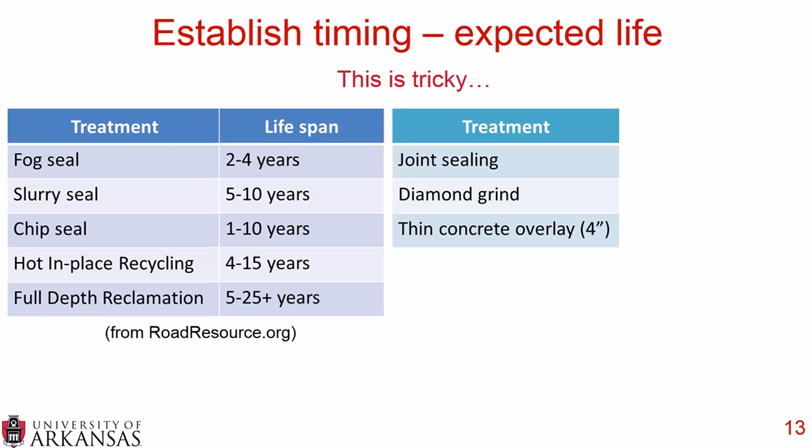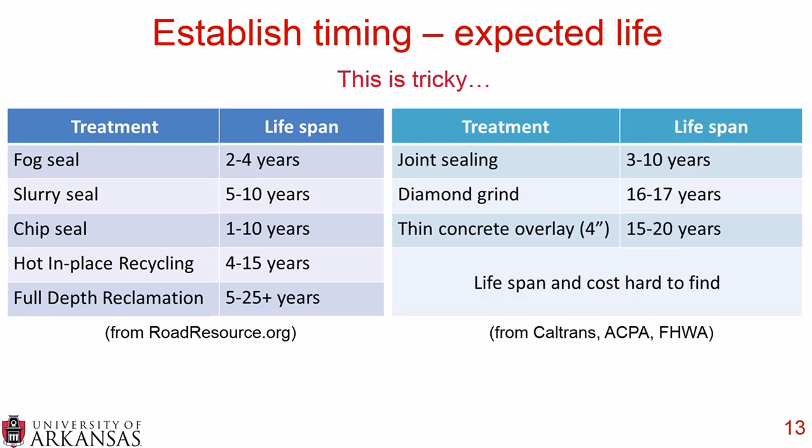And you can do the same thing for rigid pavements. So let's take a look at joint sealing, diamond grinding, and a thin concrete overlay, which is 4 inches. The lifespan of joint sealing can be anywhere from 3 to 10 years. Diamond grinding can be 16 to 17 years, and thin concrete overlays are anywhere from 15 to 20 years.